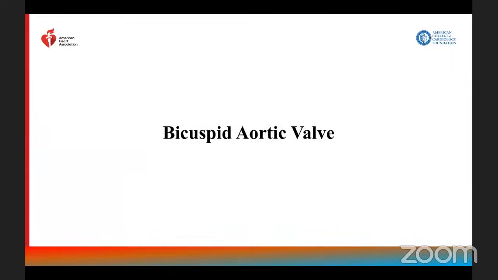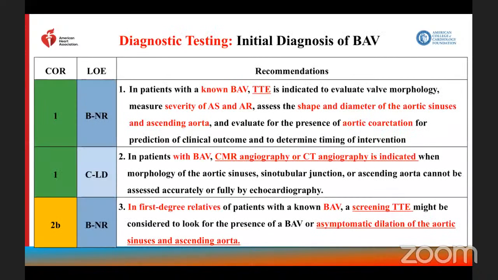We'll talk about the bicuspid aortic valve. Initial diagnosis for bicuspid aortic valve: in patients with known bicuspid aortic valve, transthoracic echo is indicated to evaluate the valve morphology, measure the severity of AS and aortic regurg, assess the shape and diameter of aortic sinuses and ascending aorta, and evaluate for the presence of aortic coarctation for prediction of clinical outcome and to determine timing of intervention. It's a class 1 level B.